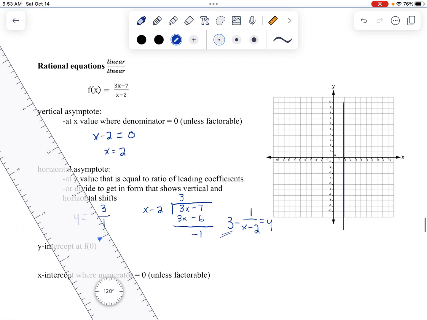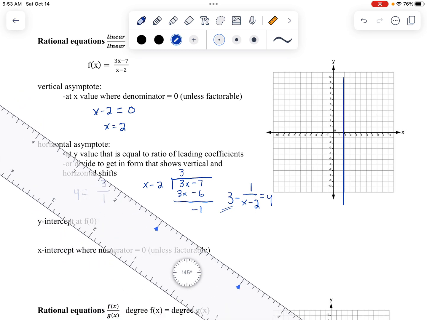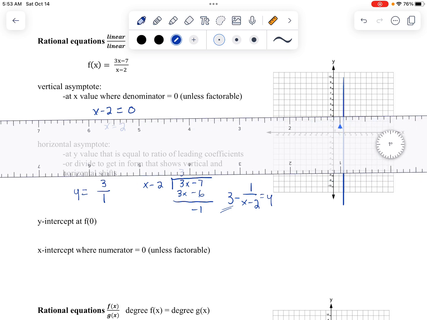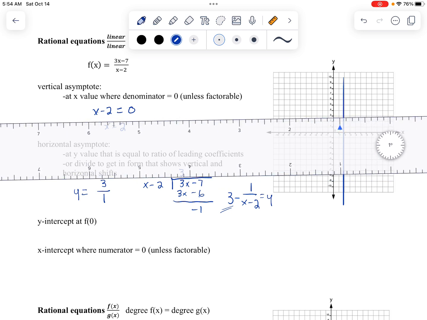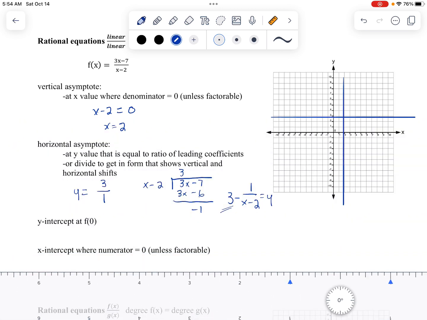But you don't have to go through all that dividing. You only have to know the coefficient of the leading terms. So here I go. We're going to use this idea of dividing to find asymptotes with other rational functions. But that's typically what we're doing here. We're just dividing. Again, you don't have to go through all the work of the dividing. You can just look at the leading coefficients. That's where your horizontal asymptote is.